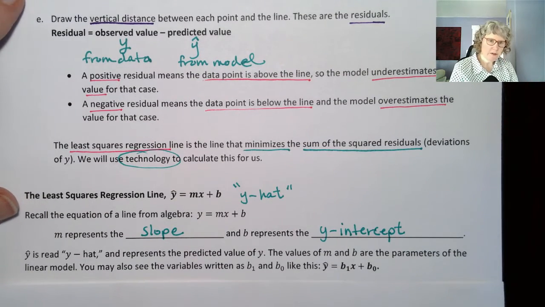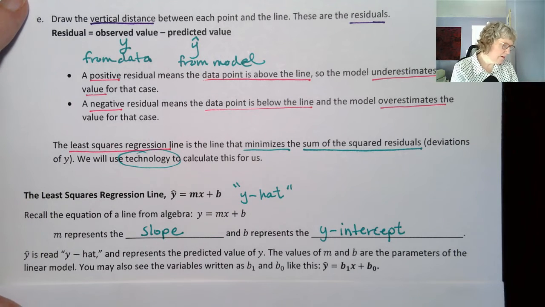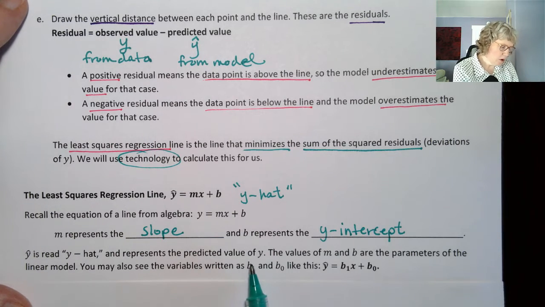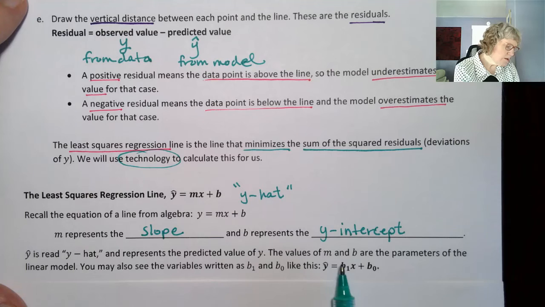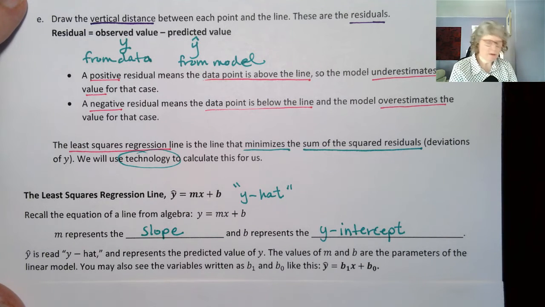A little bit more explanation about this. Y hat is read y hat, and it represents the predicted value of y. Okay, so the predicted response variable. The values of m and b are the parameters. So those are like the inputs of the linear model, m and b. Some programs use different letters than m and b. So you might see it written as b1 and b0. In that case, it would look like this: y hat equals b1x plus b0. So that's another way you might see it in a different form. Okay, let me switch to my next page, and I'll be right back.